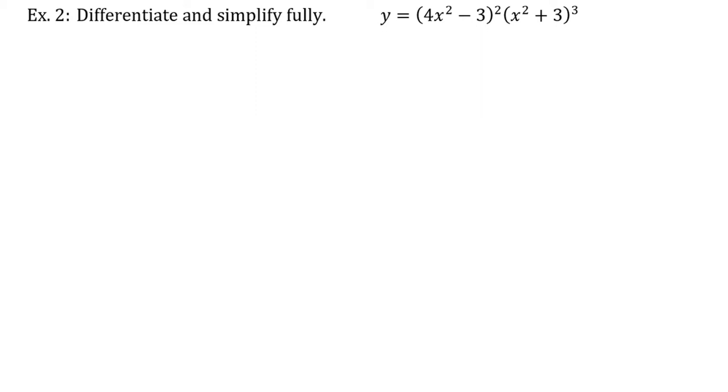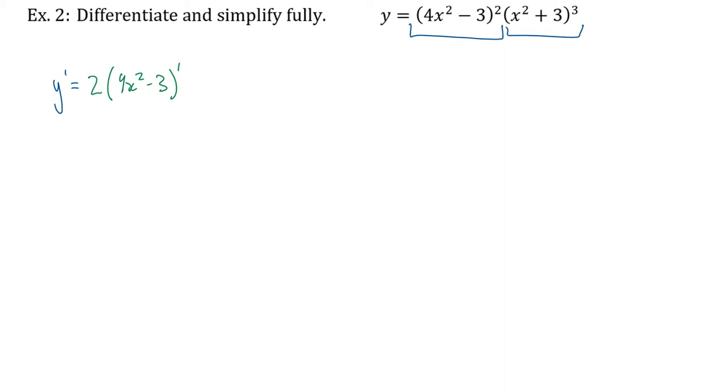So this is obviously product rule. We've got one thing times another, and they both have x in them. So how do we do product rule? To take the derivative of the first thing, that's the 4x squared minus 3, all squared. So I got 2 times 4x squared minus 3, subtract 1 from the exponent to the 1.